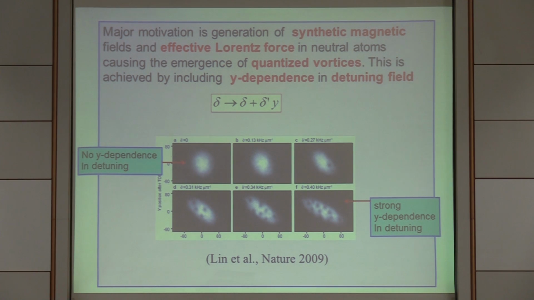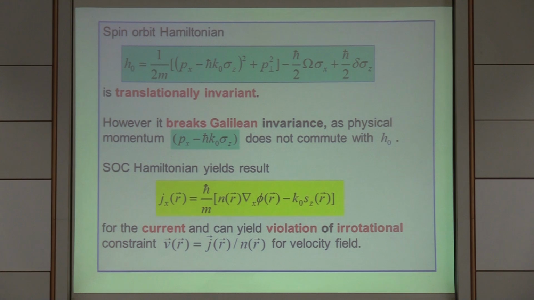And these are vortices which are produced in a way which is different from the previous techniques that was based on the rotation of the harmonic traps in the group of Dalibard and of Ketterle in the old times now already. An important point that is the starting point of my discussion is that the spin-orbit Hamiltonian is translational invariant.